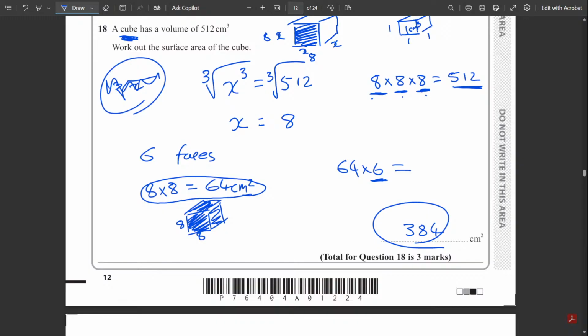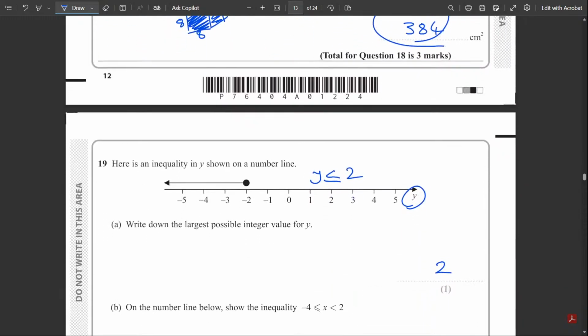Okay, this is, by the way, June 2025. I need to put that in the description, that makes it easier for someone to find this. So June 2025, paper 2 on Edexcel.